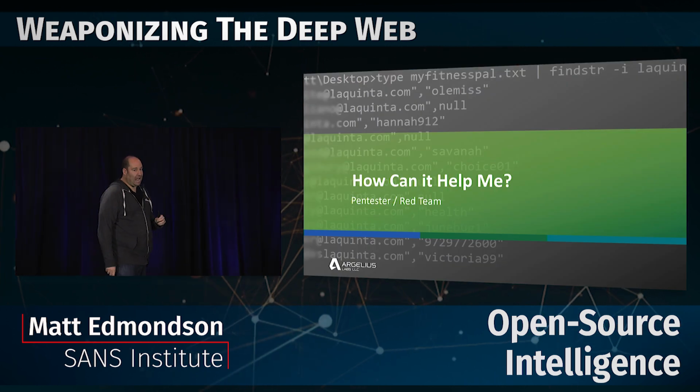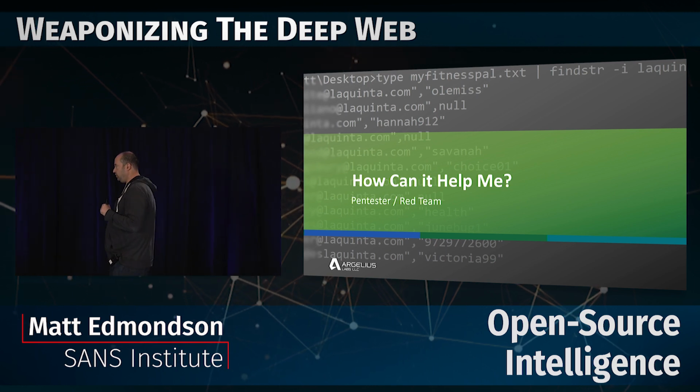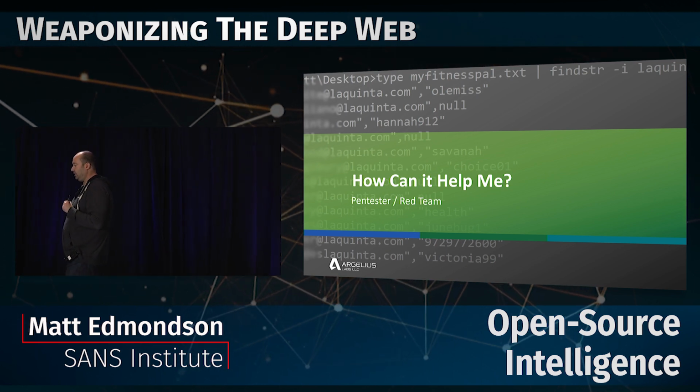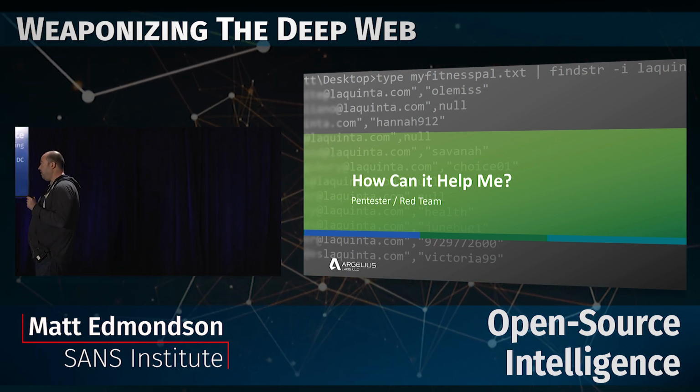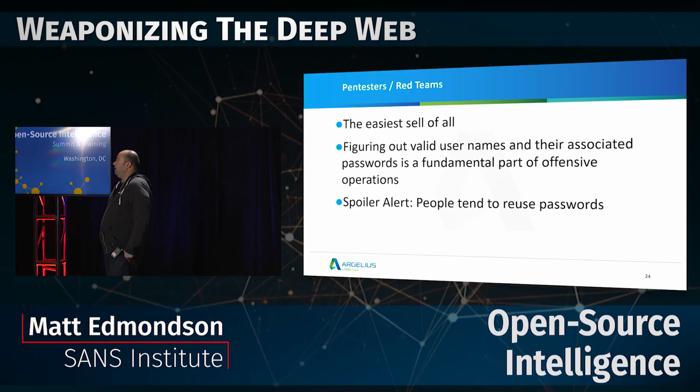So, now the fun part, right? We saved it for the end, like responsible, mature adults. How can this actually help me? The easiest sell of all is the pen tester red team. Easiest sell by a mile, right?